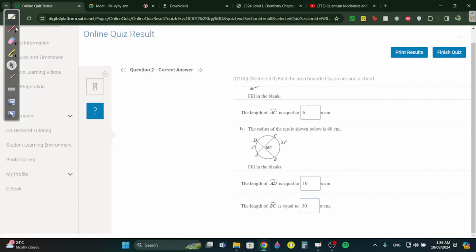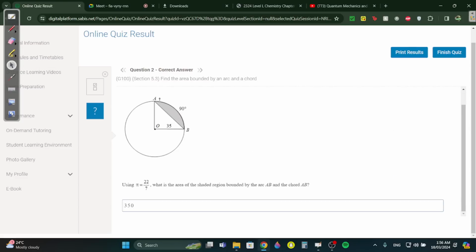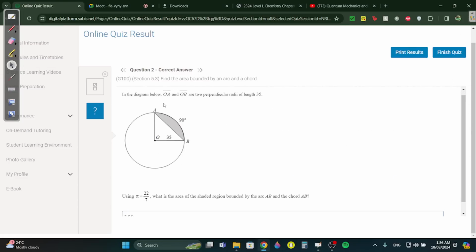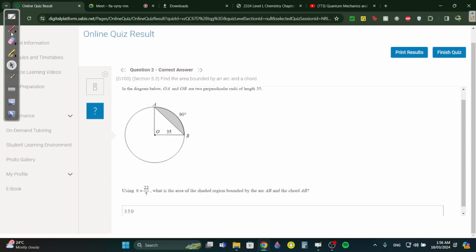Question 2. Shaded area. This was in an AMS quiz. They said the radius is 35. They want the shaded area. Look, we know how to find the area of the sector. The area of the sector is this whole thing. But they want the area of the shaded area.